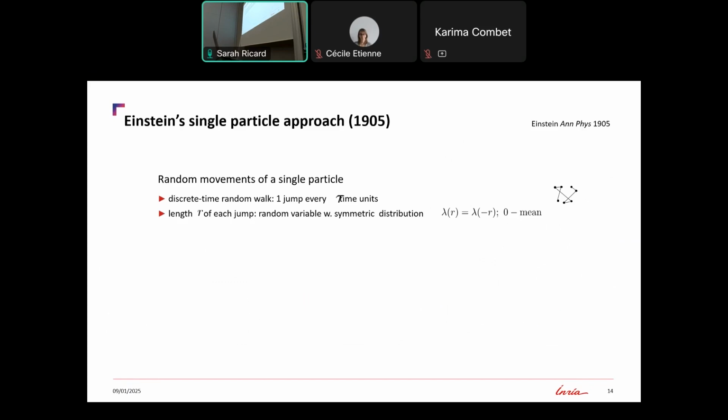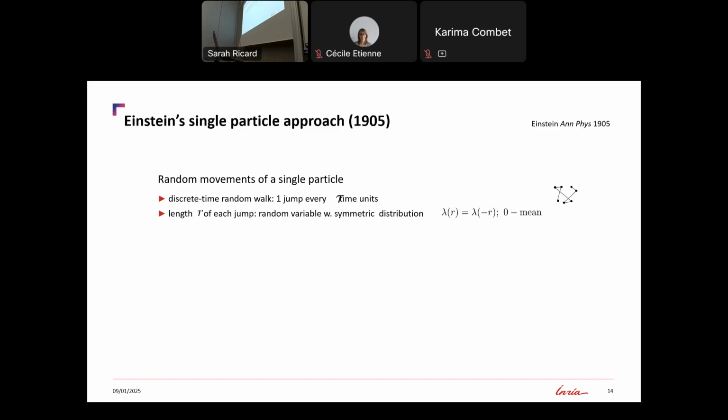distance is random. The distance I jump, let's say in one dimension, is a random number with a random probability distribution function, lambda. And the only hypothesis he makes is that lambda must be symmetrical, meaning that the probability to jump a distance r to the left is the same as to jump the same distance to the right. So lambda of r equals lambda of minus r. That's the only hypothesis.